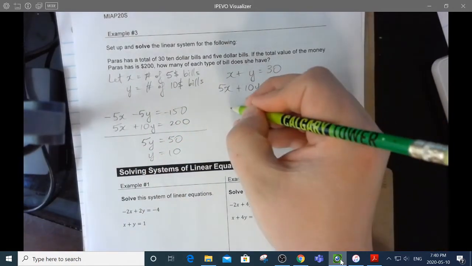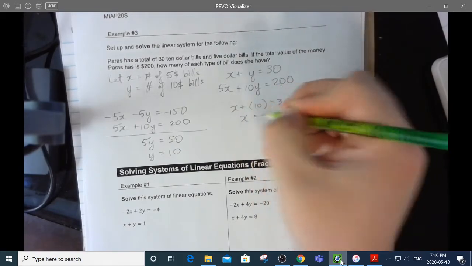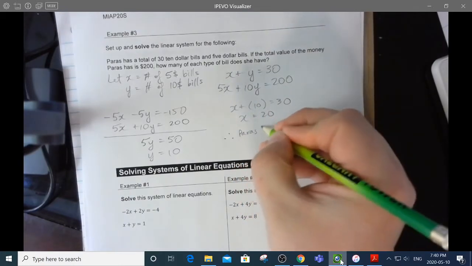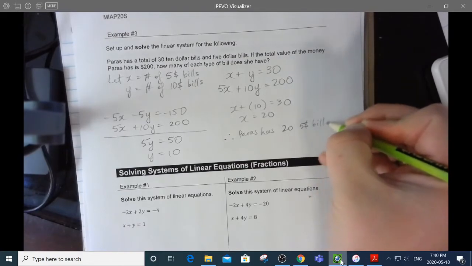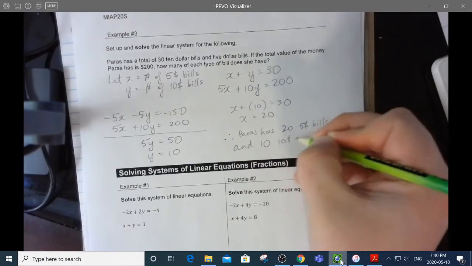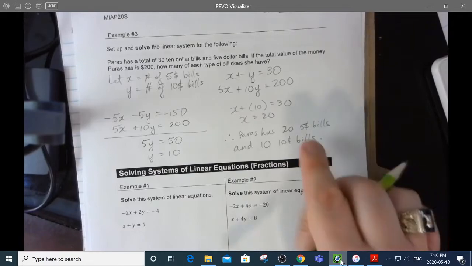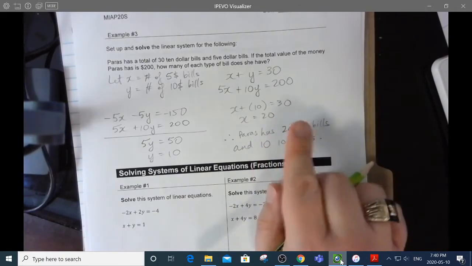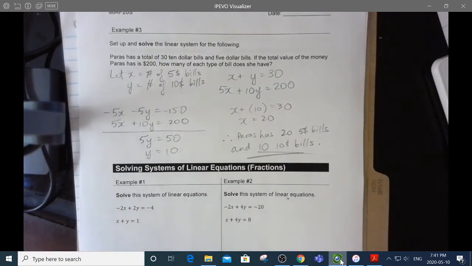And then go back to this equation because it's simpler. x plus 10 is equal to 30 by substitution, so x is equal to 20. Therefore, Paras has 20 $5 bills and 10 $10 bills. And you can do a quick check on this. I didn't bother checking the last one, but you can do a quick check. Here, 20 times 5 is 100, and 10 times 10 is 100, and 100 plus 100 is 200. It works. So there we have it.